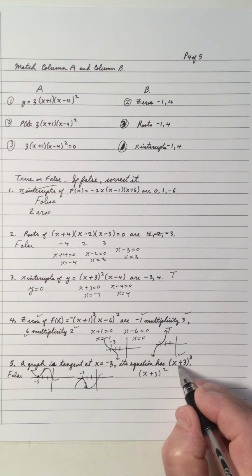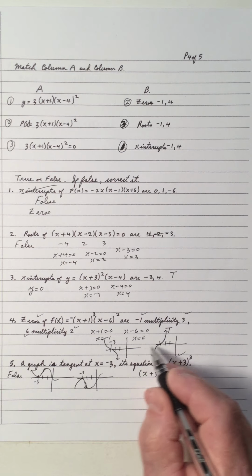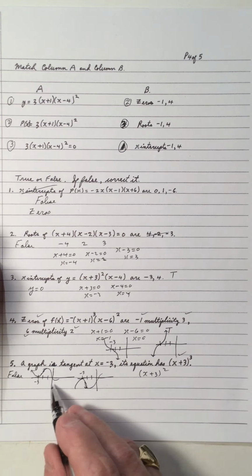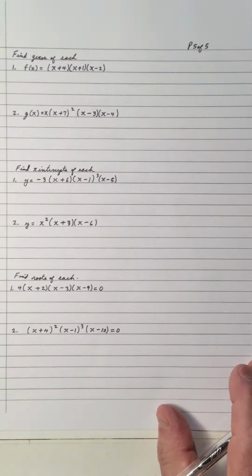So (x plus 3) cubed. The cube is a sideways S at the point of x-intercept. But this is a square because it's tangent. Okay, let's continue.